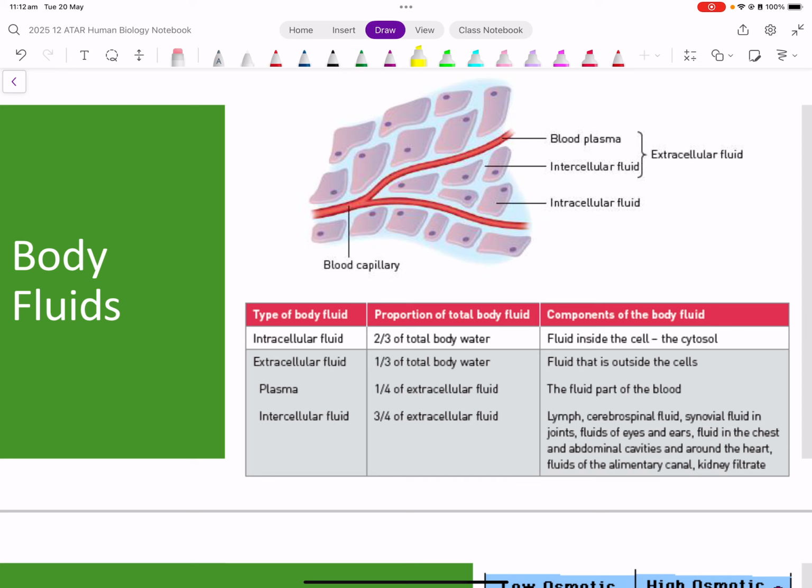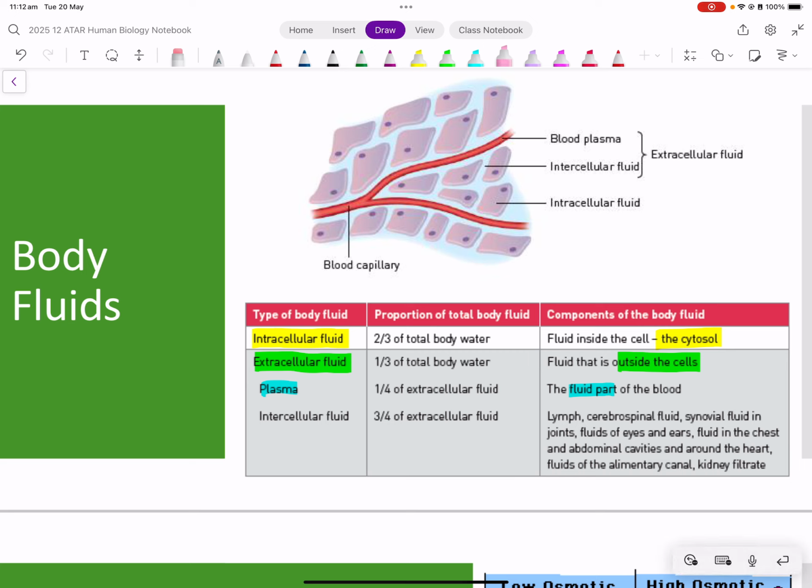When we talk about the body fluids themselves, there are some keywords that I just want to recap very quickly from year 11 human biology. And so the first one is intracellular fluid. Intracellular fluid is referring to stuff like the cytosol, so that fluid inside the cell. Now, extracellular fluid is any fluid that is outside of the cells. Plasma, obviously, is the fluid that we find in blood, and there's that fluid component of the blood.